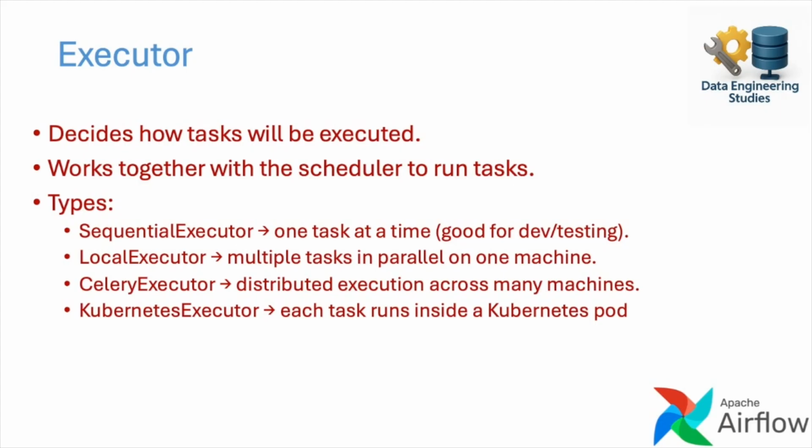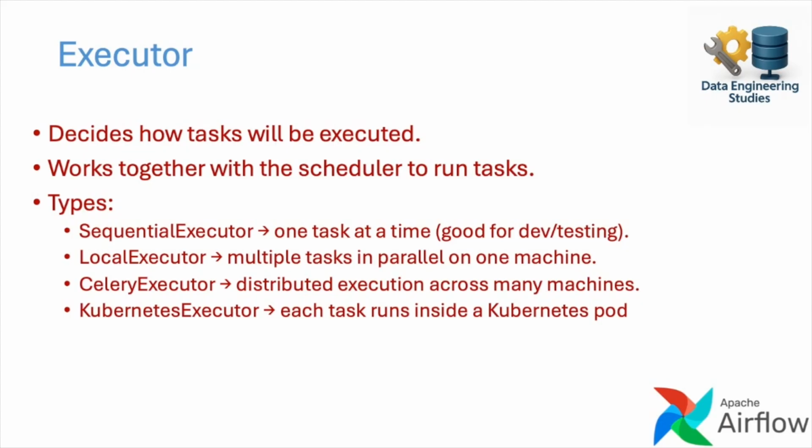The different types of executors are: sequential executor. This runs one task at a time. Sequential executor is mainly used for development and testing. The next type of executor is local executor. This runs multiple tasks in parallel, but all tasks run on same machine.